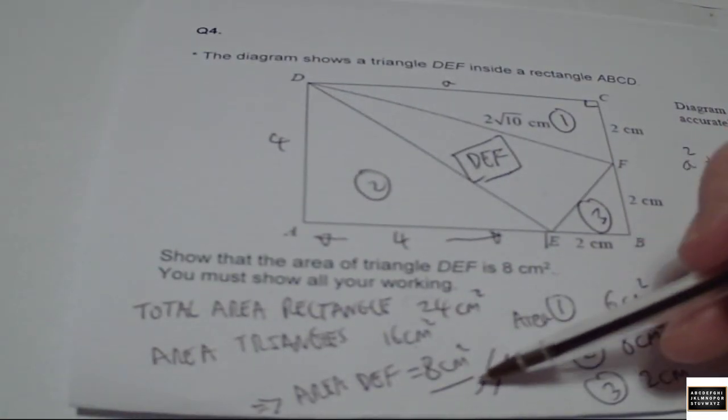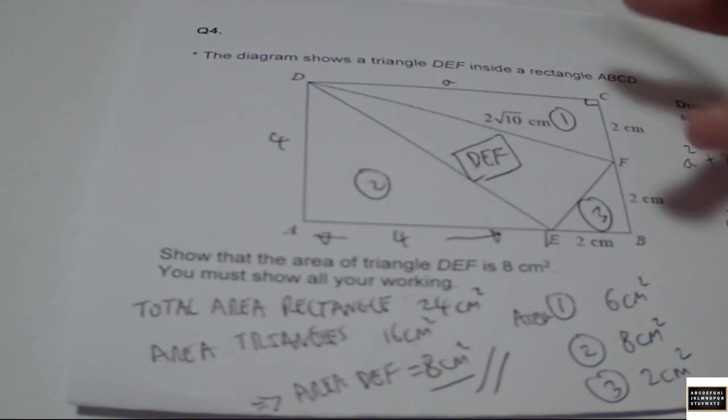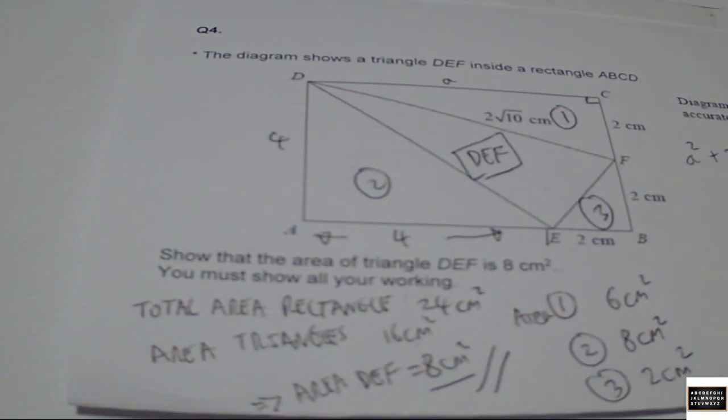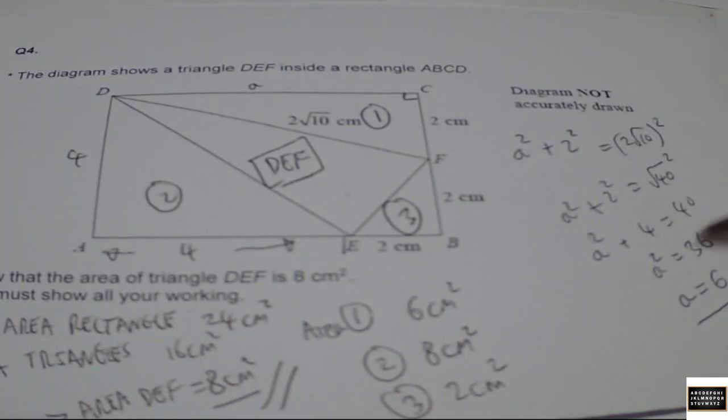So you just write a little 2 lines to say, I've shown that that was 8 centimetres squared. Really straightforward, not massively difficult, only needed to use the area of a triangle. The hardest bit was just doing all this stuff over here with the Pythagoras theorem. As long as you can do that, you're fine.